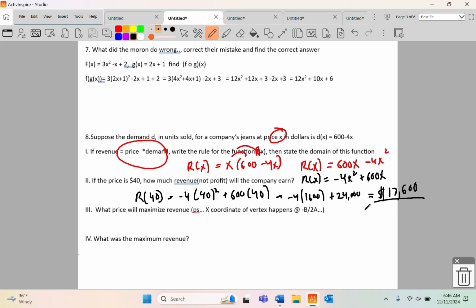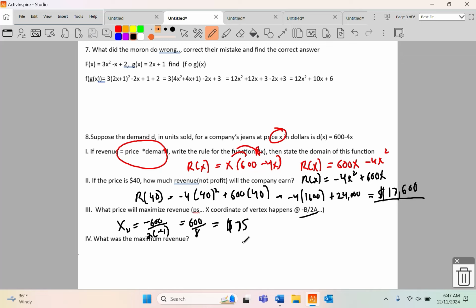There you go. What price will maximize revenue? And I'm even telling you where this happens. Again, it happens at the x coordinate of the vertex, at opposite b over 2a. So here is 600 for b. This is the maximum price. Negative 600 over twice negative 4. And that'll be positive, that's 600 over 8. And that would be what? 300 over 4. 150 over 2. $75.